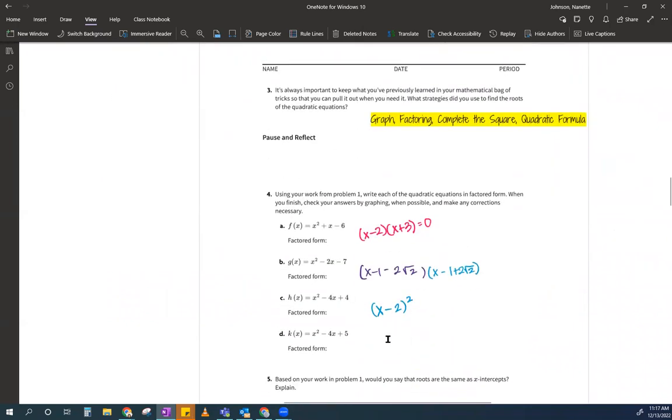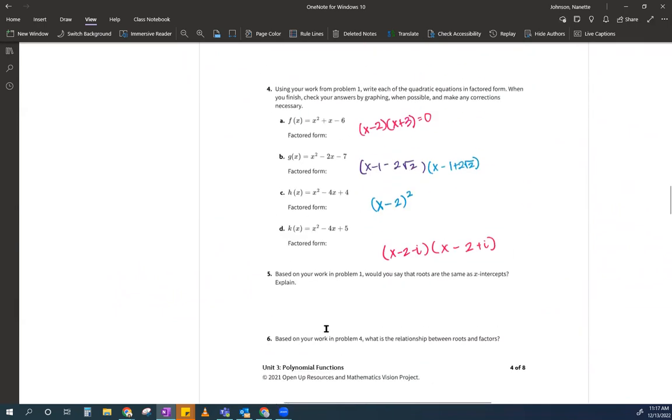All right, so there's all of them. We wrote them all in factored form. Based on your work in problem 1, would you say the roots are the same as the x-intercepts? And that's what we talked about. So the answer is yes. And it says, based on your work in problem 4, what's the relationship between roots and factors? So I need a sentence from you that tells me that you understand this. What's the relationship between the roots and the factors?